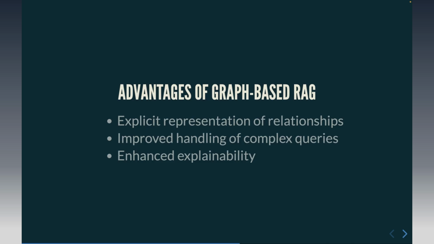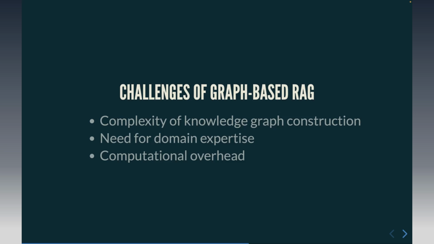But if you thought the advantages were good, so are the challenges. First, you have to create a knowledge graph. Constructing and maintaining a knowledge graph alone is complex and often requires significant domain expertise. There's also additional computational overhead in querying the graph structure, and it can be a great deal slower than a vector-based RAG. These factors can make graph-based RAG more challenging to implement and scale compared to vector-based approaches.